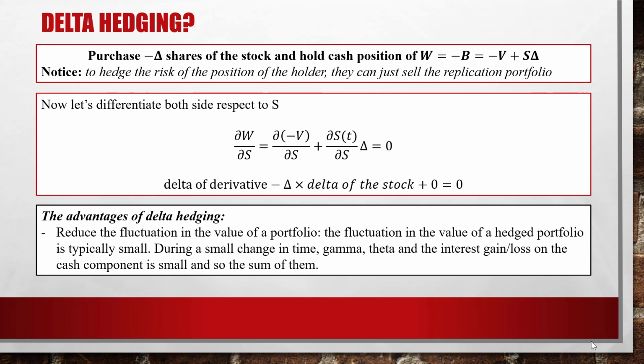The explanation for it can be found in some textbooks and other resources, but I don't mention them here because they are not really important for IFM. For the IFM exam, you need to know that the advantage of delta hedging is to reduce the fluctuation of the value of the portfolio. You don't really need to know why. Alright, so that was delta hedging.